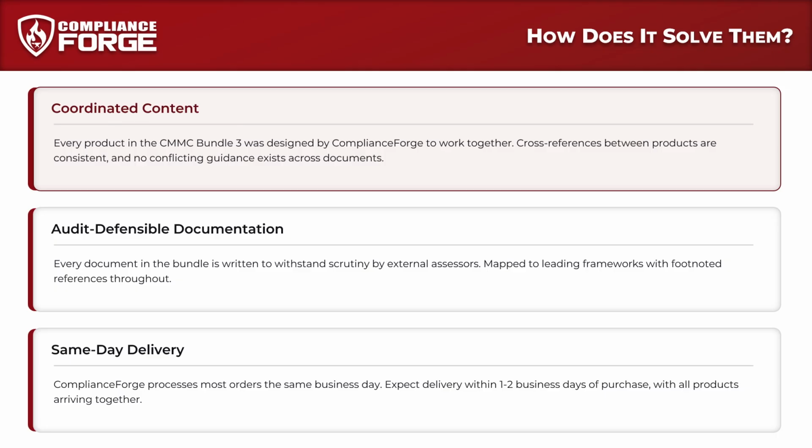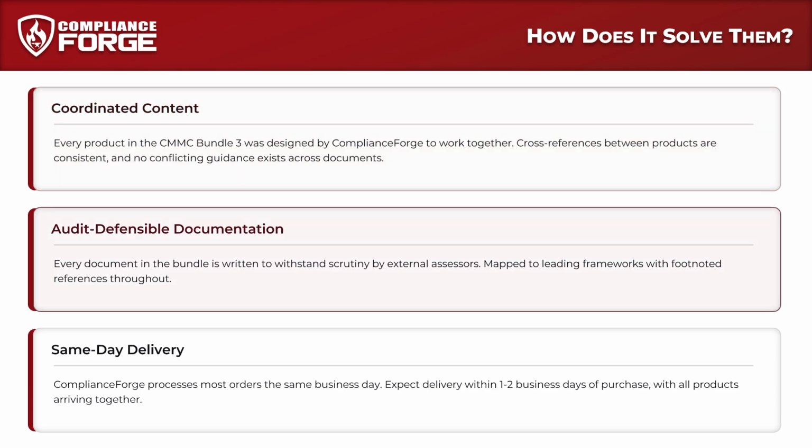Cross-references between products are consistent, and no conflicting guidance exists across documents. The second is audit defensible documentation. Every document is written to withstand scrutiny by external assessors, mapped to leading frameworks, with footnoted references throughout.